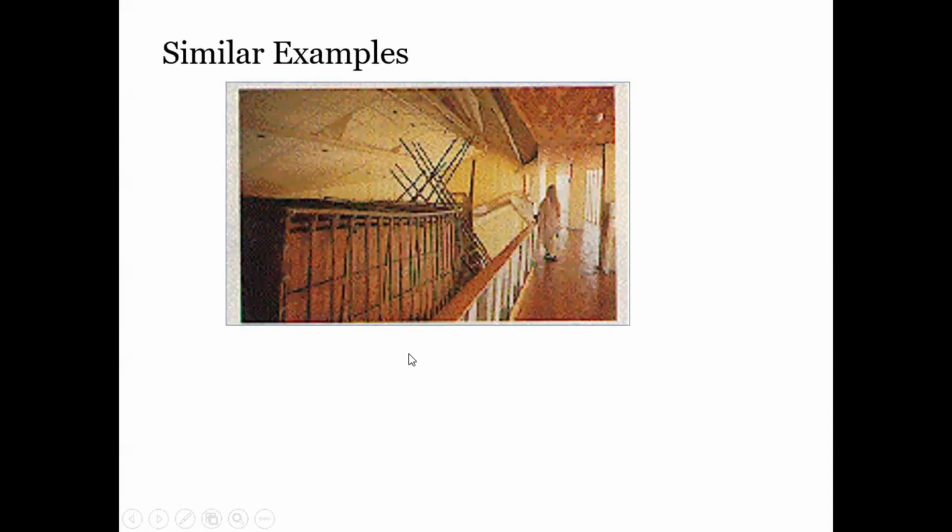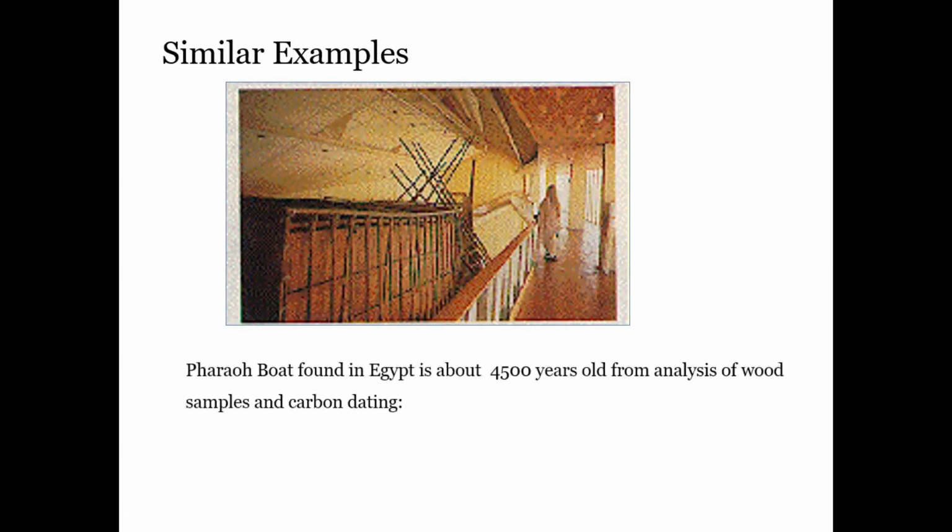Similar examples are used to figure out ages. This is the Pharaoh's boat that was found in Egypt, and it is about 4,500 years of age from the analysis of the wood samples and carbon dating of a similar type.